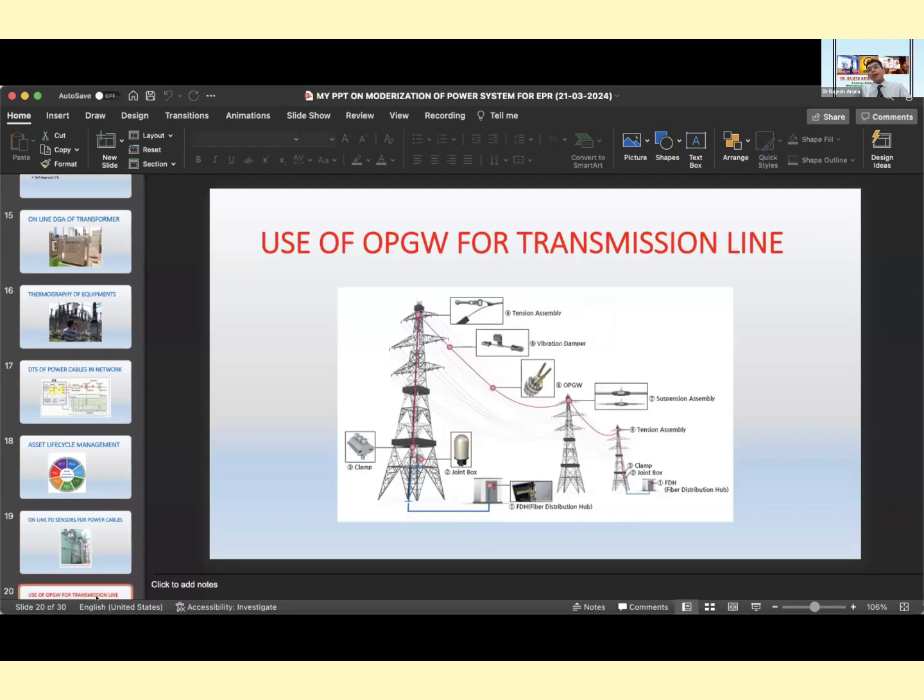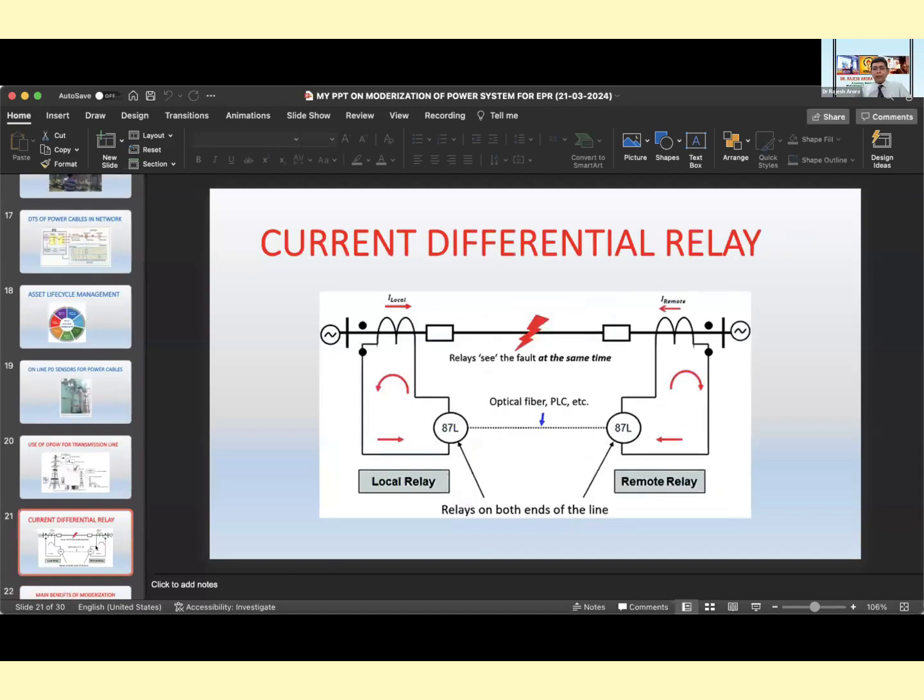We have OPGW wire for transmission systems. We can easily transfer the data, and because of that data, my relays at both ends, sending and remote end, can communicate. There is no delay at all during some fault in the systems. Both ends will trip simultaneously. These are the changes we have seen in the last decades. My distance protection has been converted to current differential relay. In the absence of availability of fiber optics, it will work as a distance protection. These are the changes we have seen.